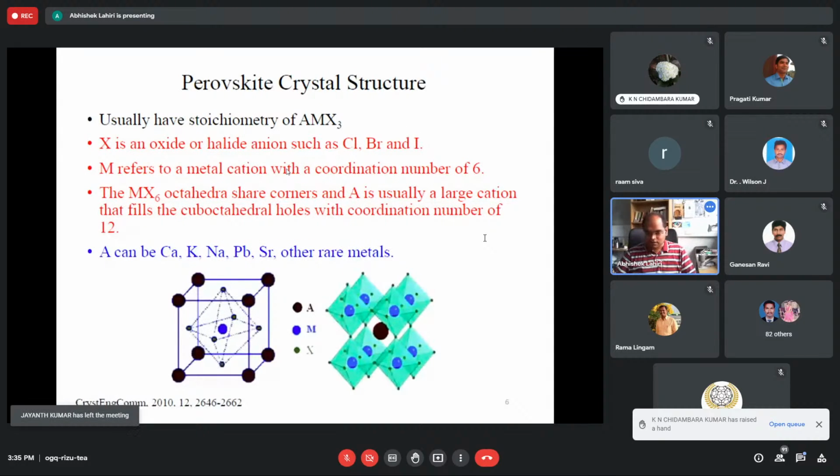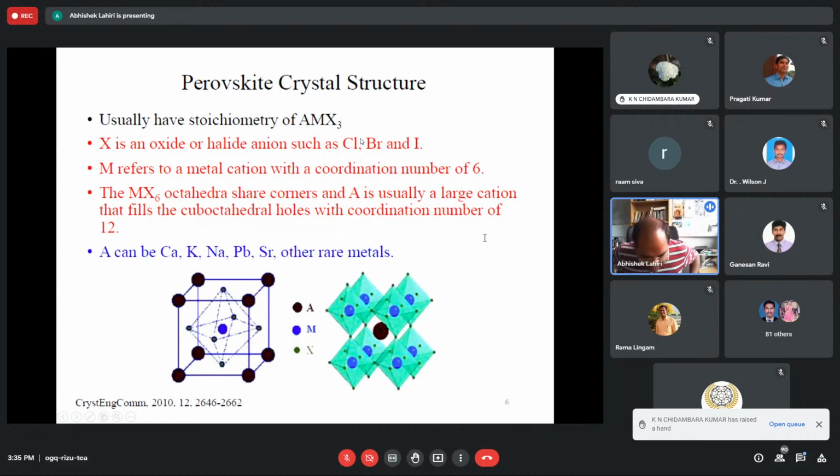What is perovskite? Perovskite is basically any material having a stoichiometry of AMX3 or ABX3, whichever you prefer, where A is the cation, such as calcium, potassium, sodium, strontium, any rare earth metal, transition metal, any cation. M is the metal cation which coordinates with 6 oxygen atoms or 6 halide atoms. So basically what you find in the crystal structure of perovskite is this MX6 octahedra structure. So you have this ABX3.